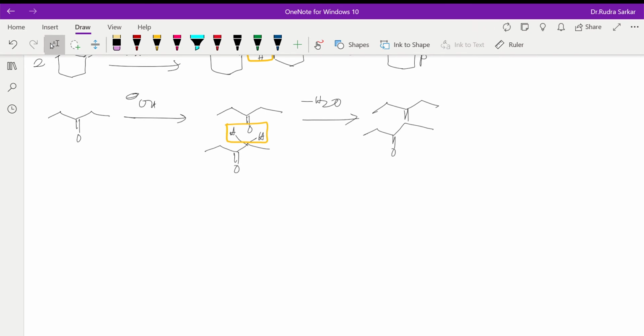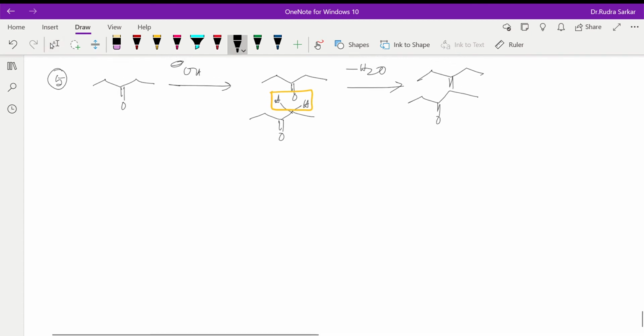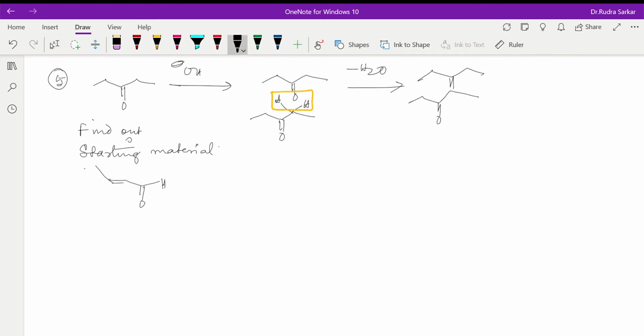Now, suppose I give you an alpha beta unsaturated aldehyde now, and I say find out starting materials, from what crotonaldehyde is being made.